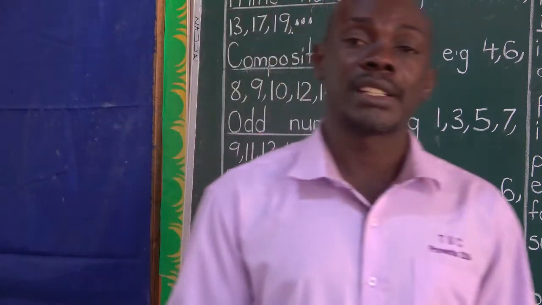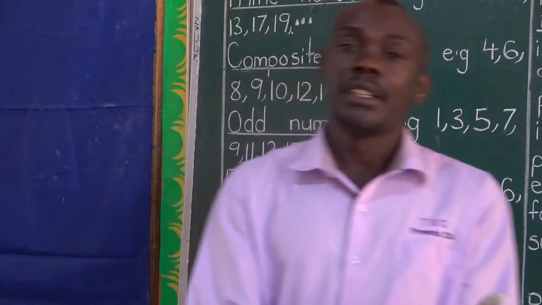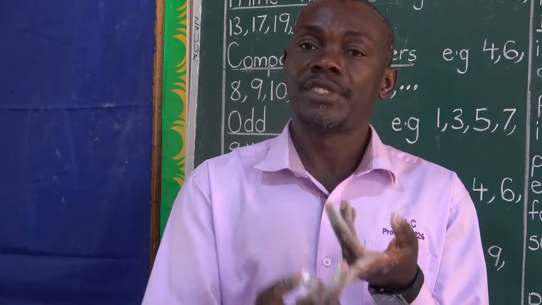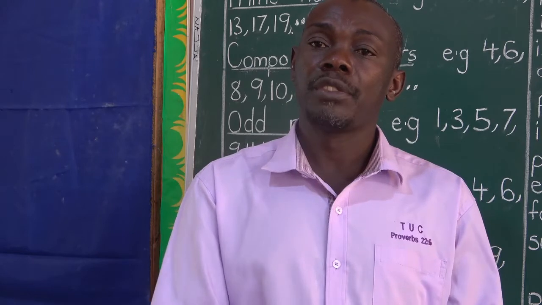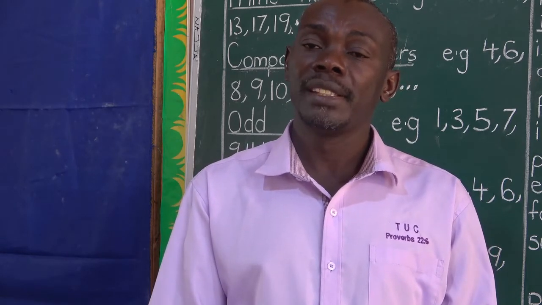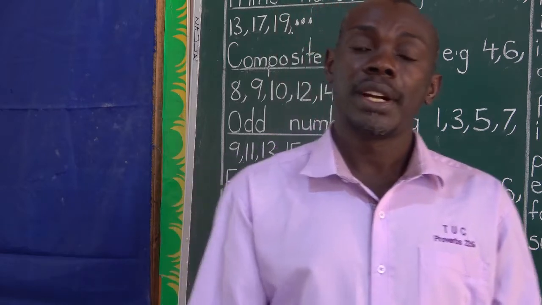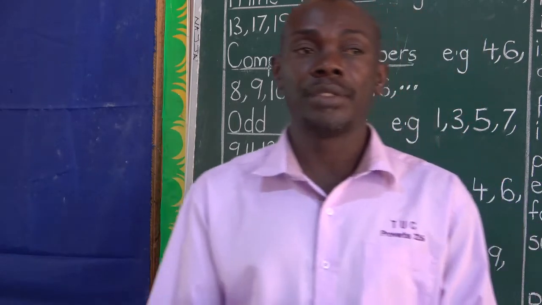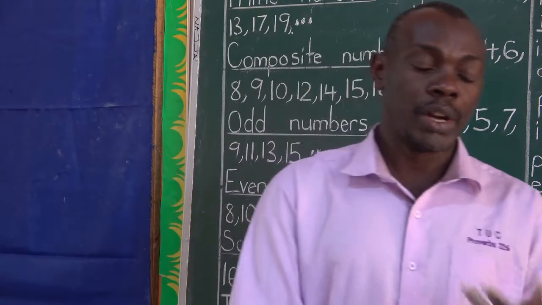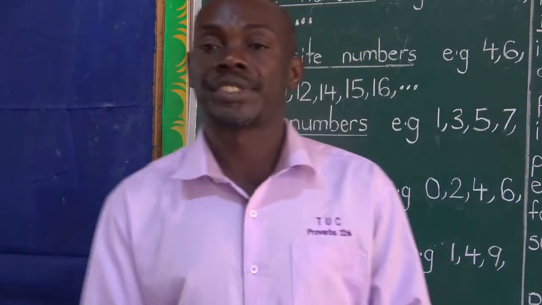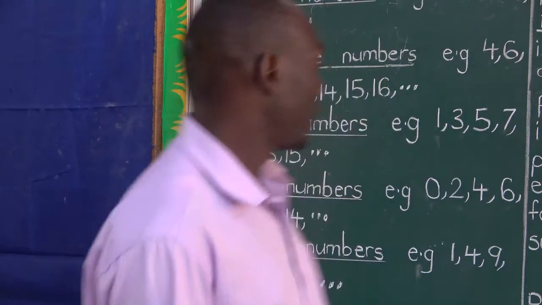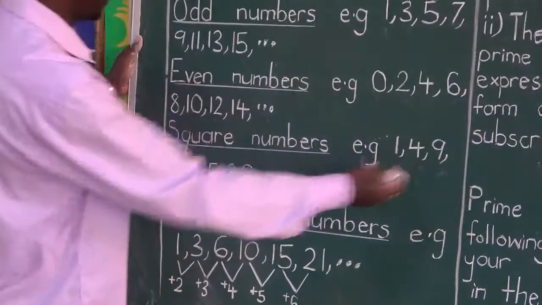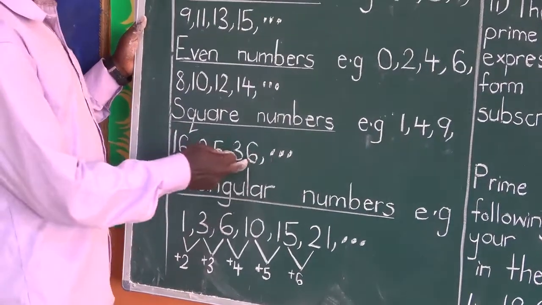So the first 12 squares are 1, 4, 9, 16, 25, 36, 49, 64, 81, 100, that's the 10th square, then 121 is the 11th, then the 12th will be 144. So you must know all that much. That's why the examples are 1, 4, 9, 16, 25, 36, and so on.